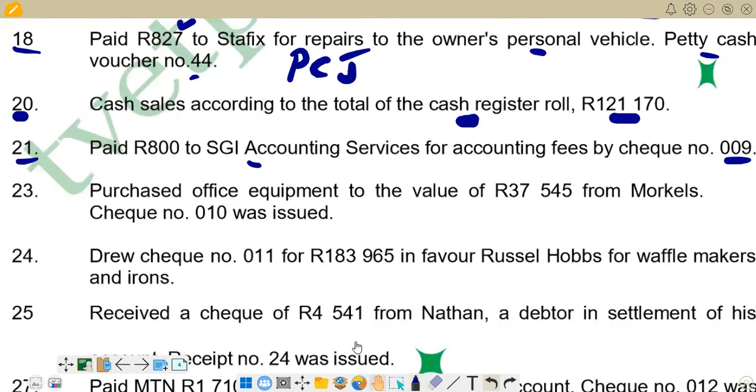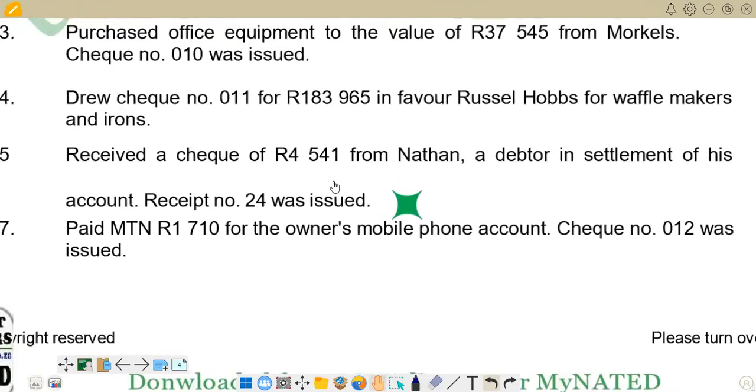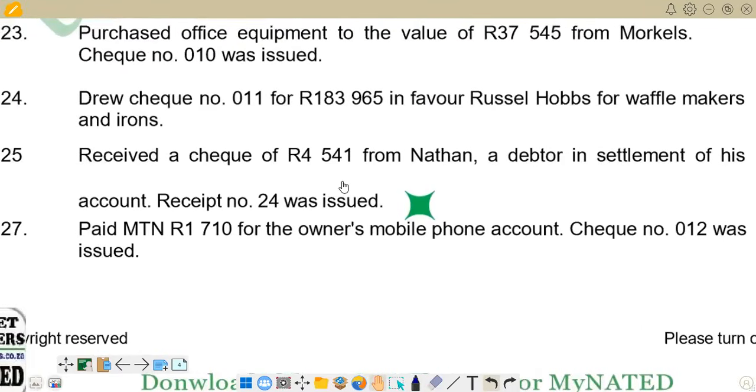So we are now on the 25th. On 25, it reads: received a check of 4,541 from Nathan Eteta in settlement of his account. Receipt number 24 was issued. So obviously we are receiving, so it's going to the cash receipts journal.